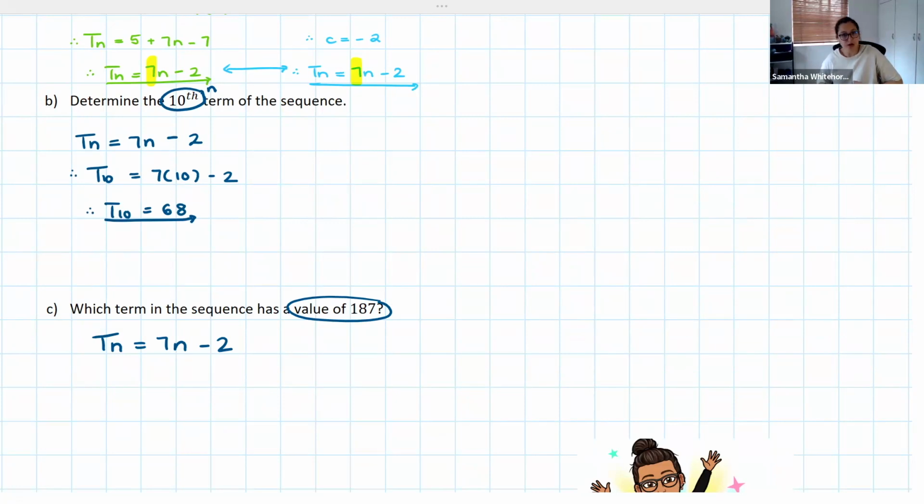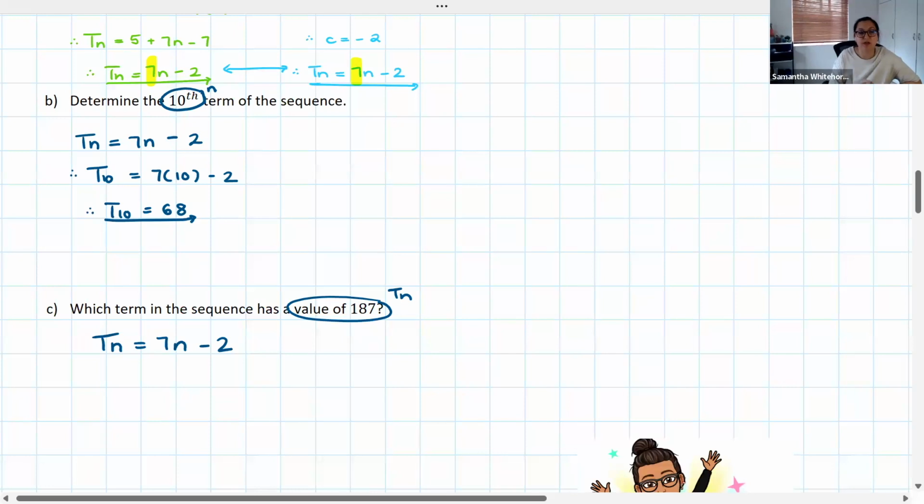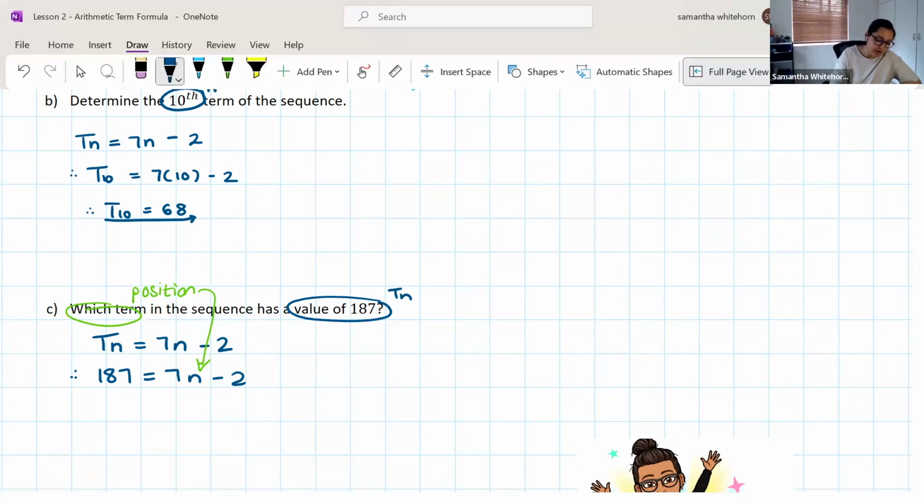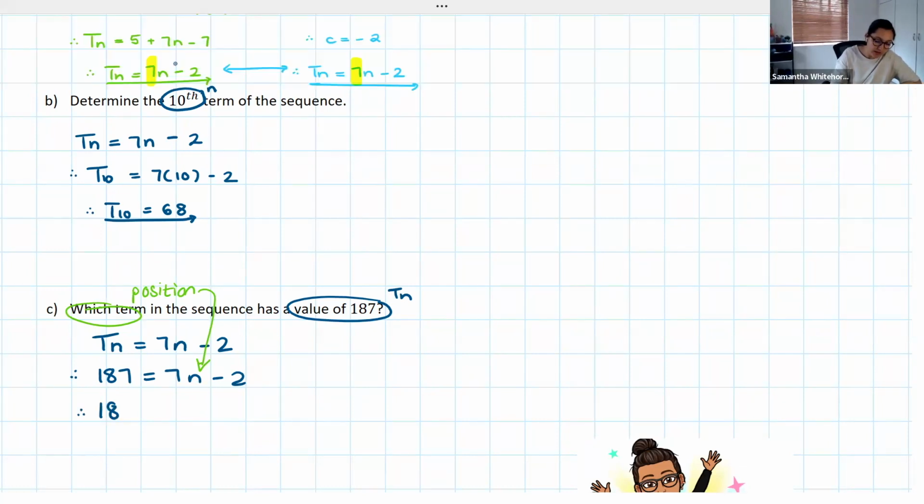Nice, Morgan. Exactly, guys. I've now been given the value of Tn. I've been given a value of a term. So I would substitute that in. 187 is equal to 7n minus 2. And the question asks which term. So this is asking for a position. And as we just discussed, position is represented by n. So we're going to solve for n. Like I said, it's a linear equation, so it is a little easier.